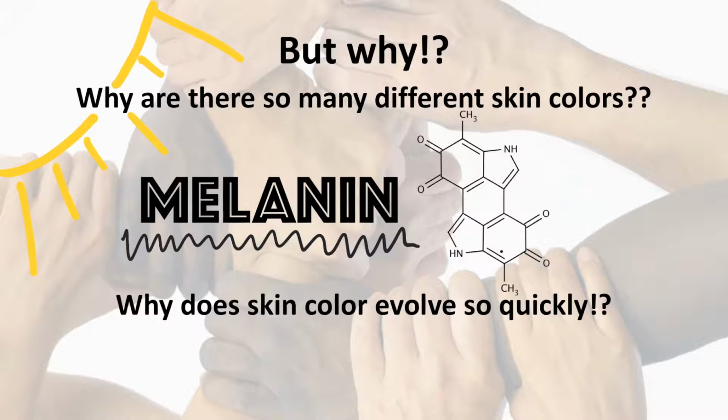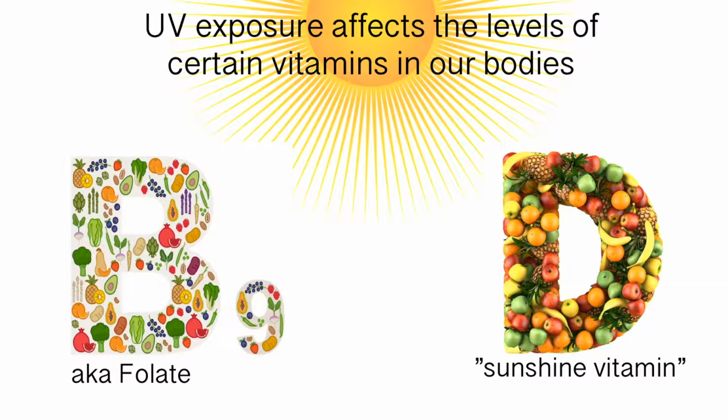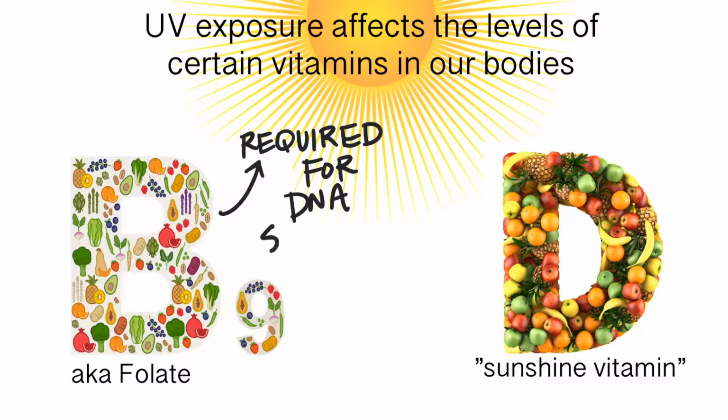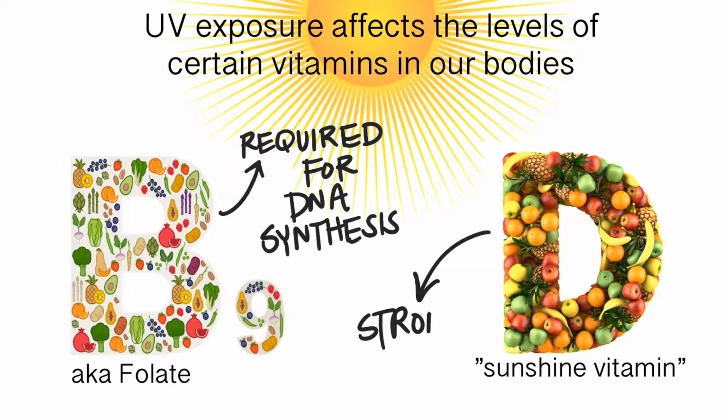As it turns out, ultraviolet light exposure actually affects the levels of two very important vitamins in our bodies. The first is vitamin B9, also known as folate, and the second is vitamin D. So you may know that vitamin B9 is very, very important for the process of DNA synthesis. And vitamin D is important for many processes, but especially important for creating strong bones.